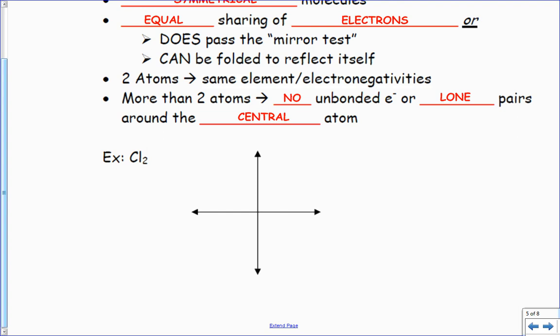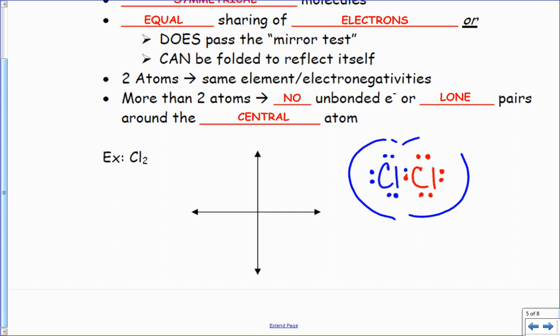See, I got chlorine with 1, 2, 3, 4, 5. I'm going to do 6, 7 on this side because I just know I want to put the other chlorine over here on the right of it. So I got a Cl, 1, 2, 3, 4, 5, 6, 7. Now, in this case, are there the same amount of electrons around this chlorine as there are around this chlorine? And the answer is yes.